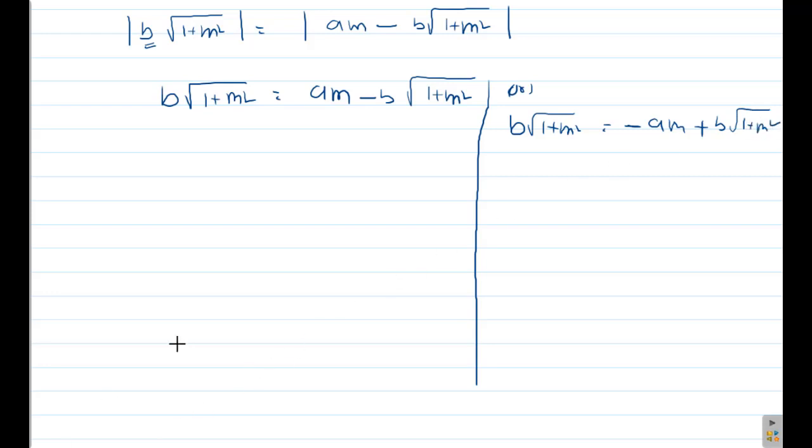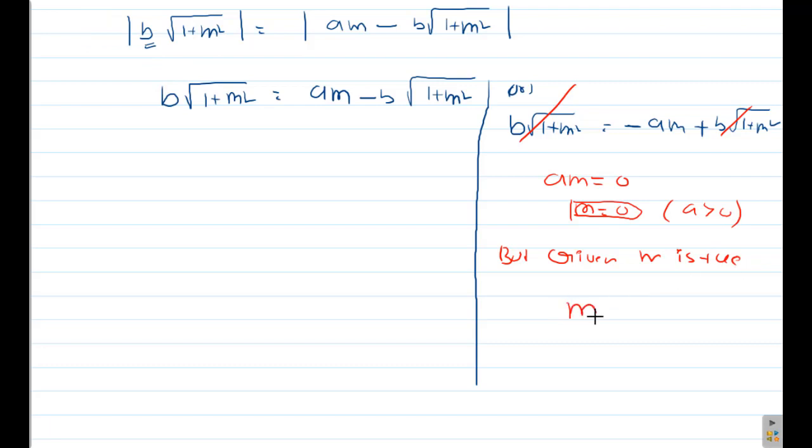See the second case first of all. In the second case these two get cancelled. So what happened? am equal to 0. Already a is positive, so m should be 0 from the second condition. But given m is positive, that's why I can't take m as 0. So this case is ruled out.